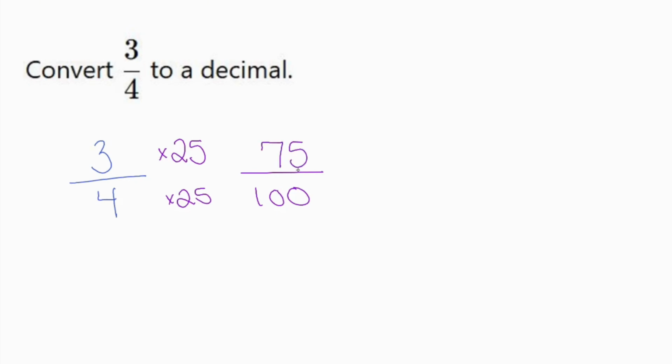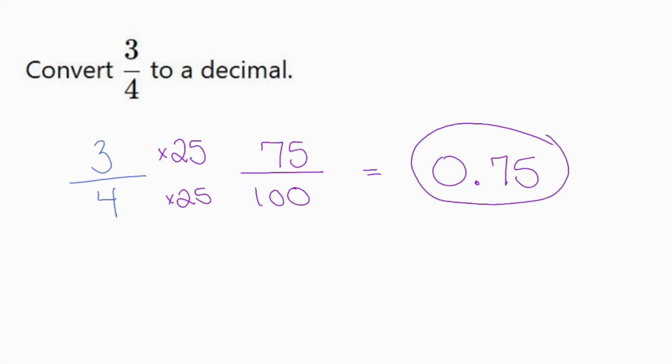Now, that doesn't give me the decimal, but I can read this fraction as 75 hundredths. So you write out the decimal 75 hundredths as 0 and 75 hundredths, 0.75. And that's your answer.